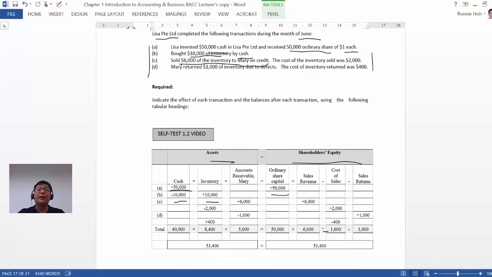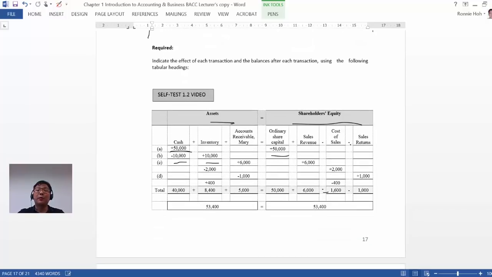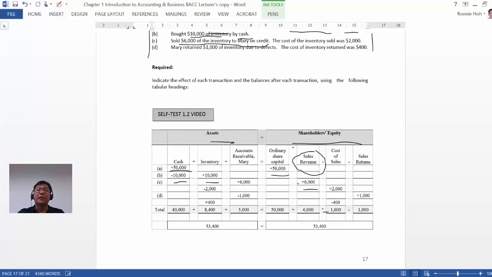When we sell it at 6,000, this 6,000 is known as the selling price. Okay, because normally we buy low, we sell high, right? So we sell at $6,000. When we sell, our sales revenue, which is under SE, will increase by 6,000. And when we sell these goods at a selling price of $6,000, which increases our sales, did we receive cash in this example? No, right? Because we sold it on credit.